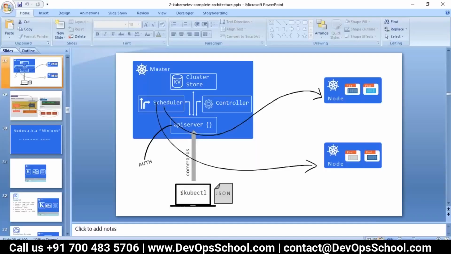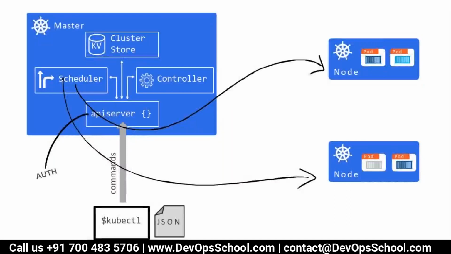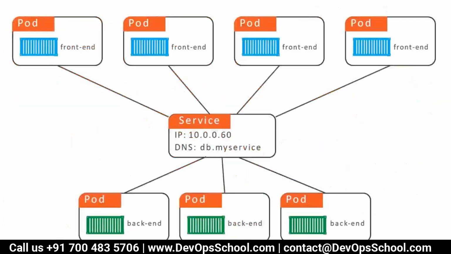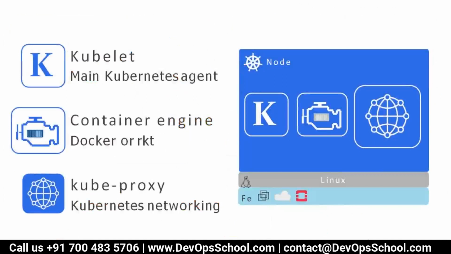Okay, so finally we understood master and then node. Now let's move on. So ultimately we have three components in a worker, aka node or aka minion. Kubelet, which is the main Kubernetes agent. Container engine, which is Docker by default, can be Rocket, CRI-O, Containerd, and many more. Networking services, yes, kube-proxy, each node has it. So this is the stuff.